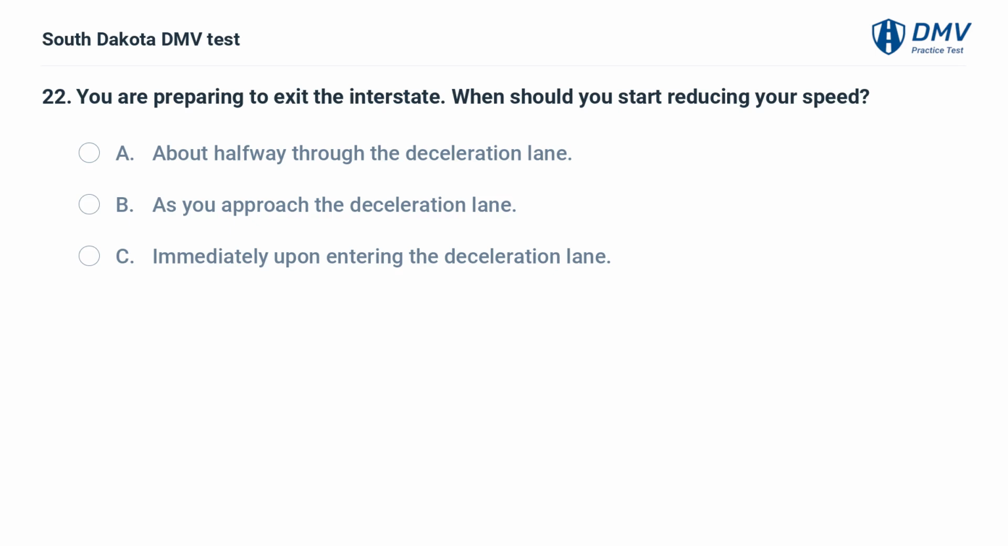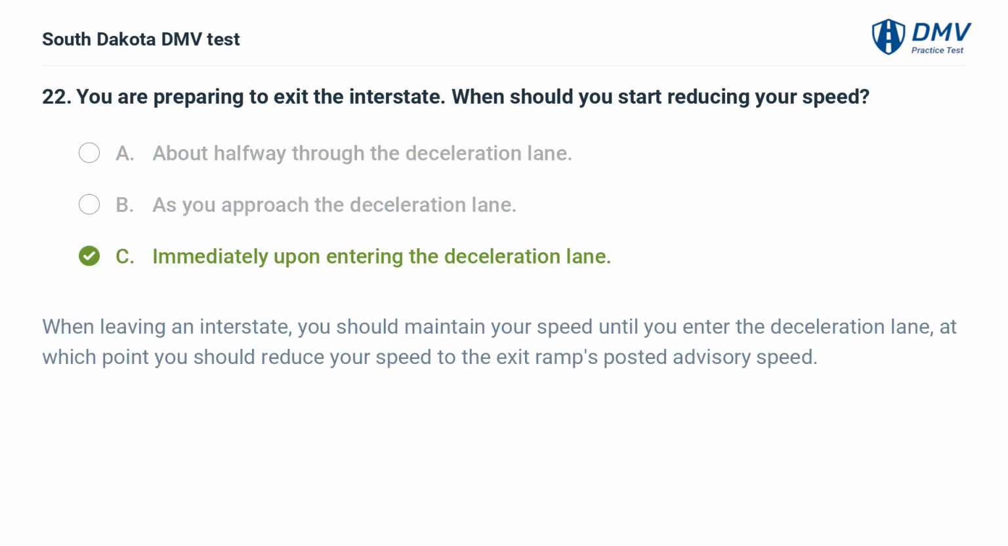You are preparing to exit the interstate. When should you start reducing your speed? A. About halfway through the deceleration lane. B. As you approach the deceleration lane. C. Immediately upon entering the deceleration lane. When leaving an interstate, you should maintain your speed until you enter the deceleration lane, at which point you should reduce your speed to the exit ramp's posted advisory speed.